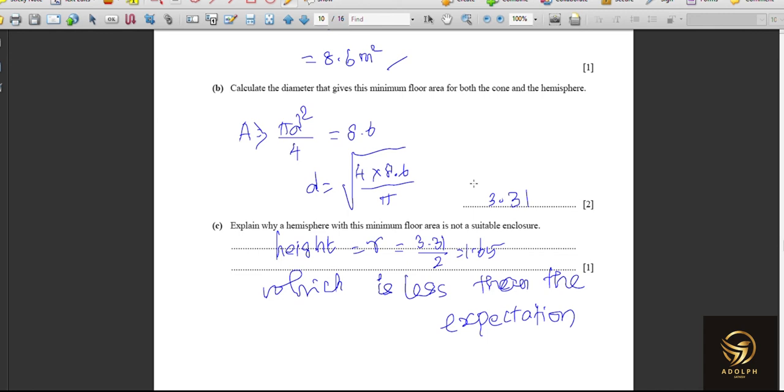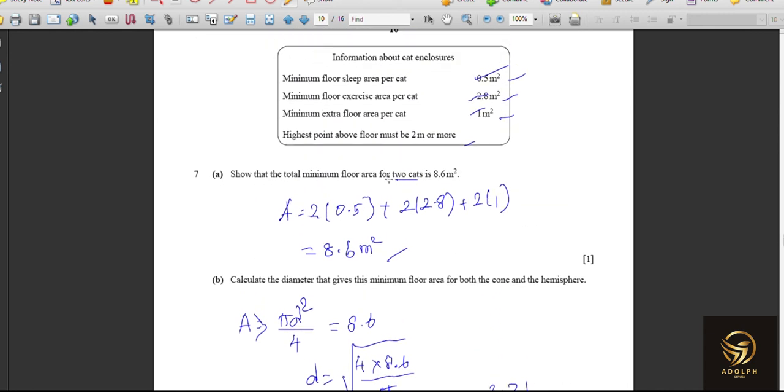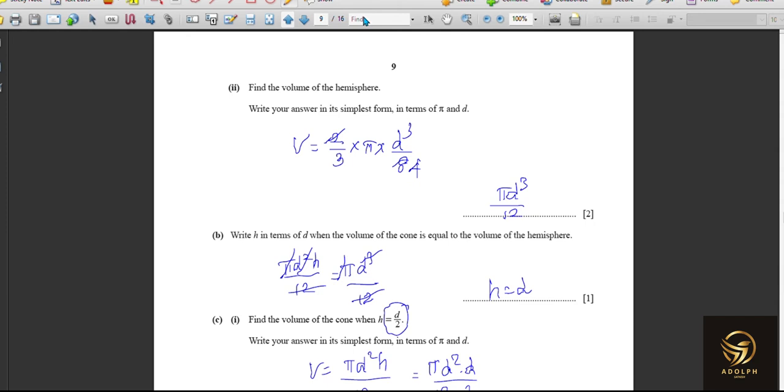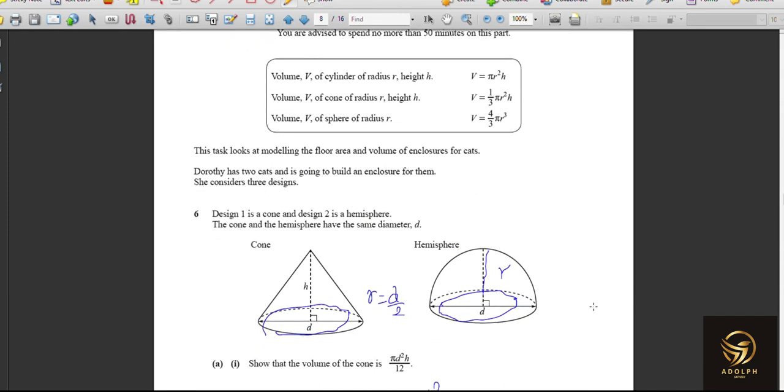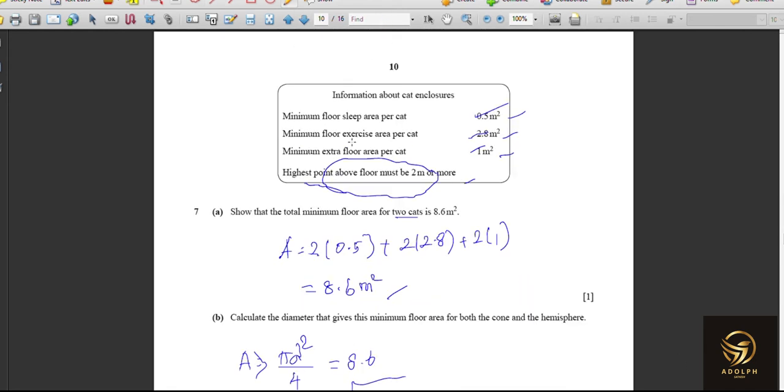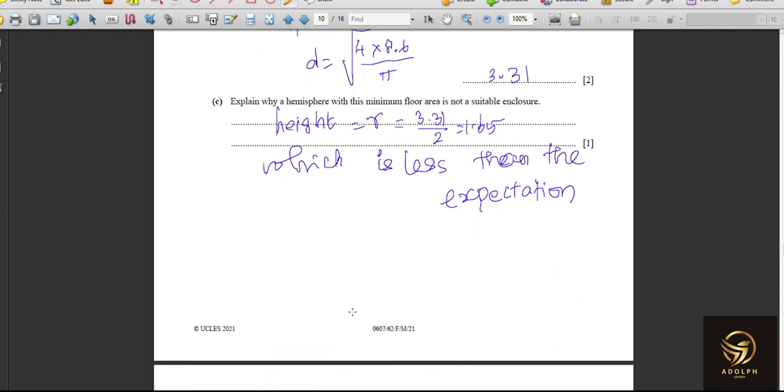Because we want 2 meter, you can see that here the highest point above floor must be 2 meter or more. So the highest point above floor here is the radius. That radius we got is 1.65. If it is 1.65, it is lesser than the expectation, so we are saying that hemisphere is not a suitable model. Therefore hemisphere is not suitable.